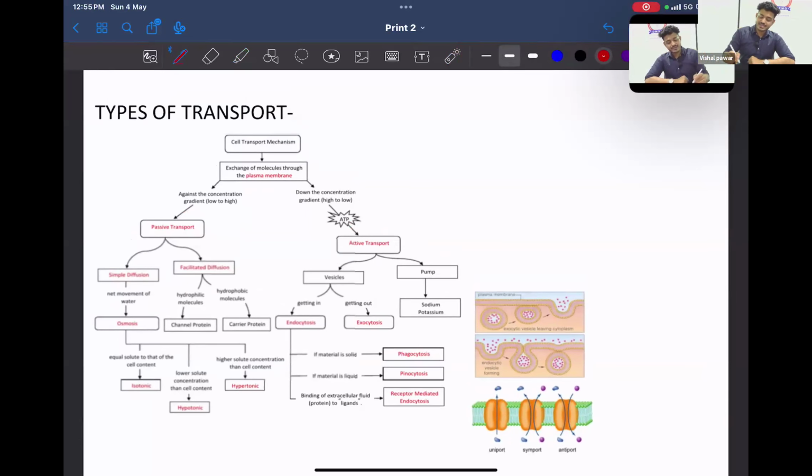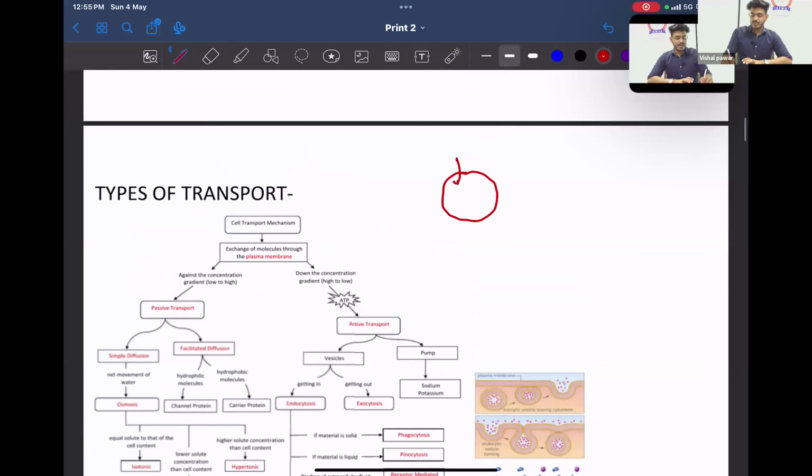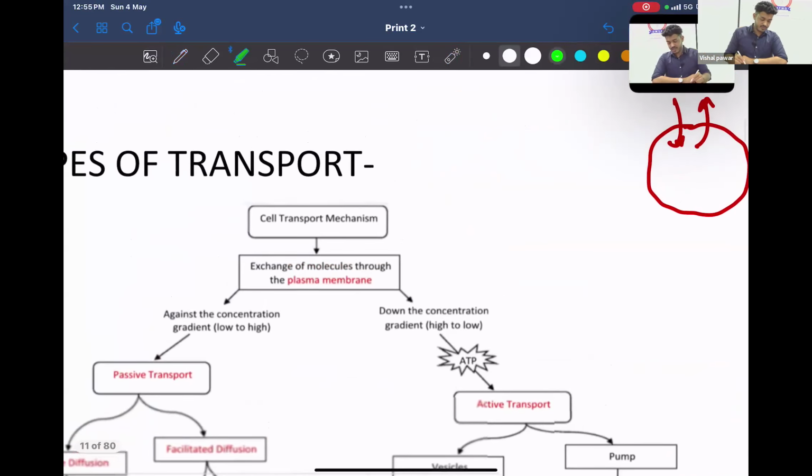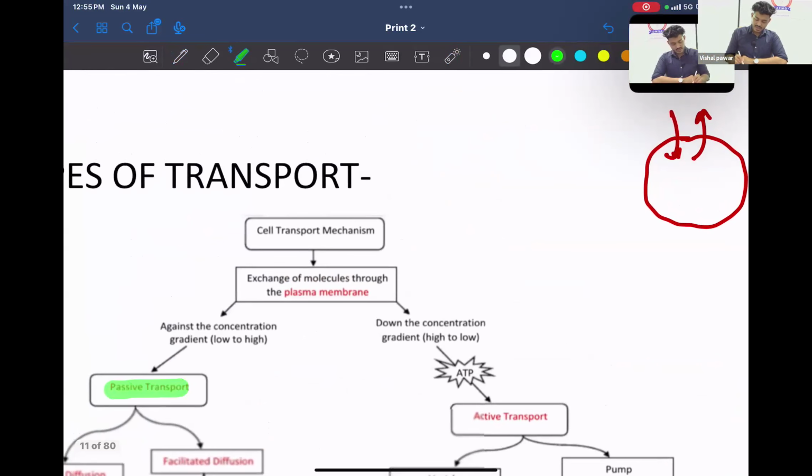Okay. So we are having these types of transport. Types of transport means how these things are going in and out of the cells. So we can have two types of transport: passive transport and active transport.